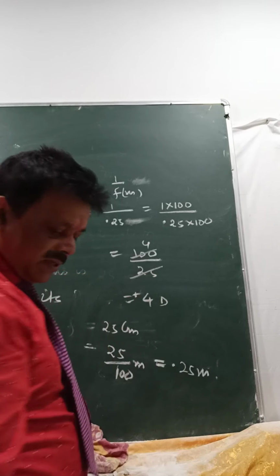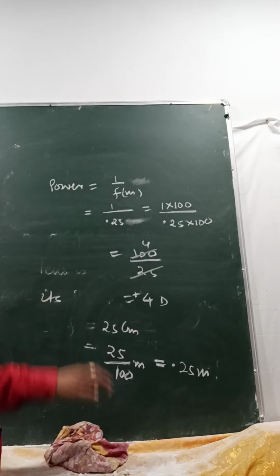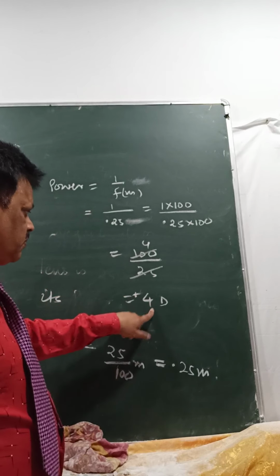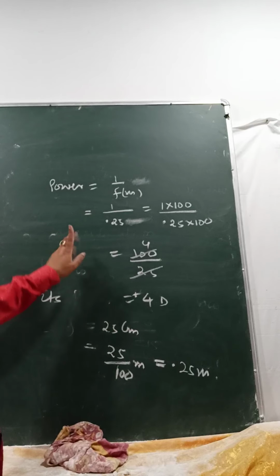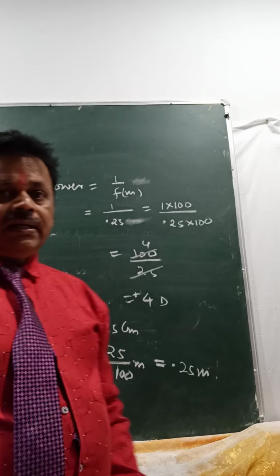Plus 4 diopter. Why? Because it is a convex lens, power will be positive. Concave lens power will be negative. Remaining we will discuss tomorrow.